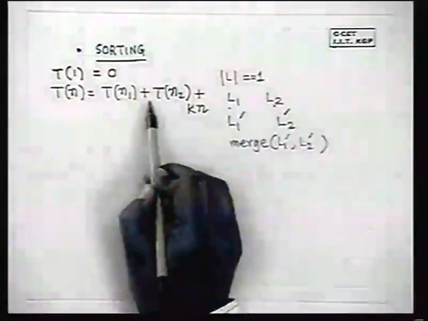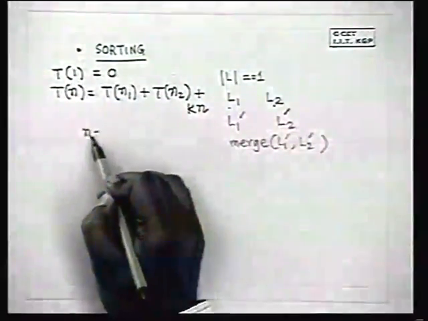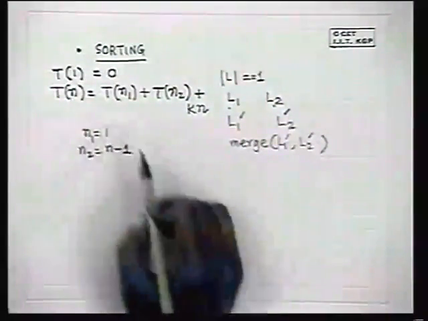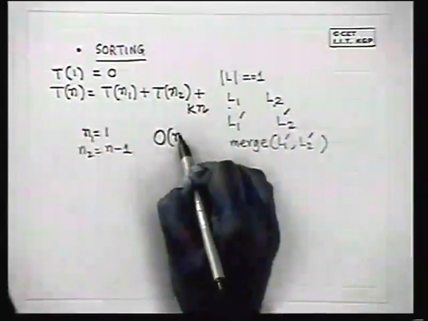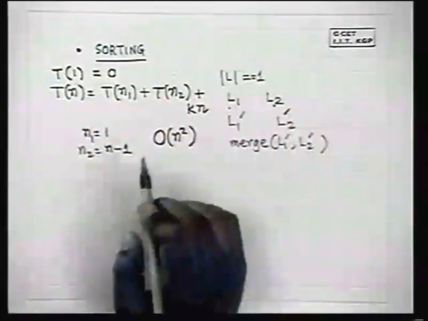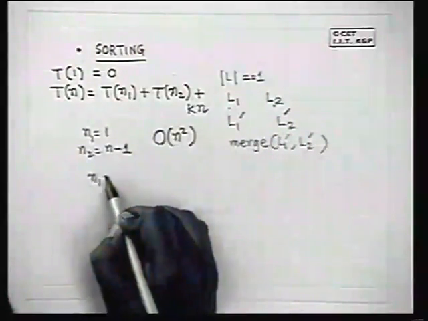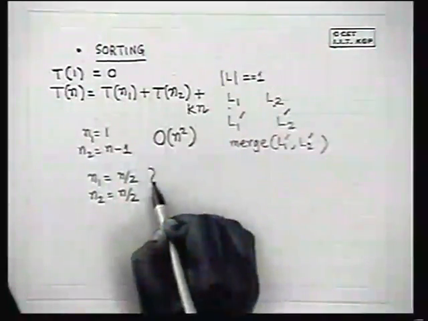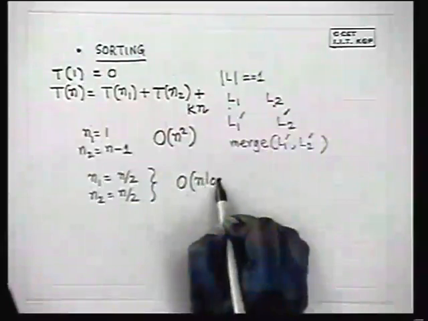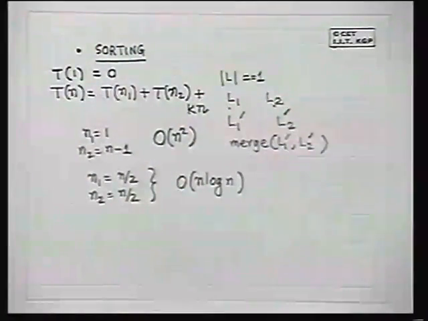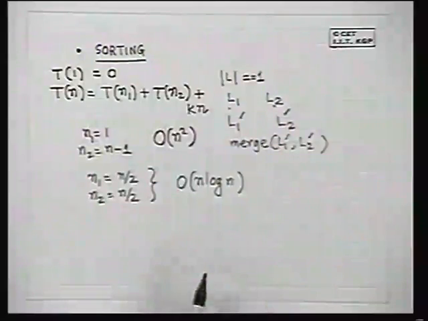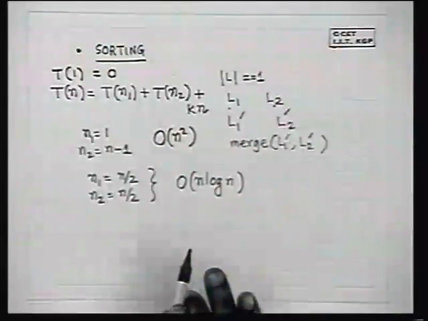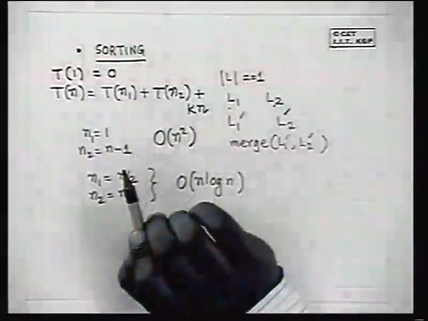And we saw that if you take n1 equal to 1 and n2 equal to n minus 1, then this will lead to order n square. On the other hand, if you take n1 equal to n by 2 and n2 equal to n by 2, you will get order n log n. So you have decided to split in the middle. Now once you decide to split in the middle, the choice of split is made, so we are left to design the data structure for L.